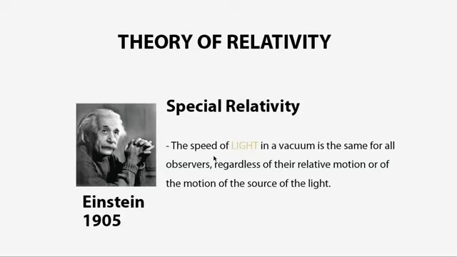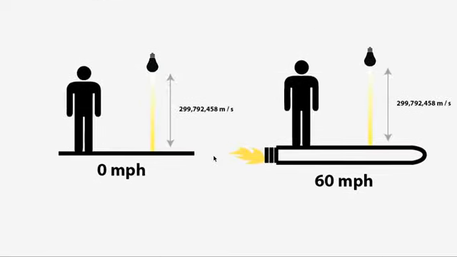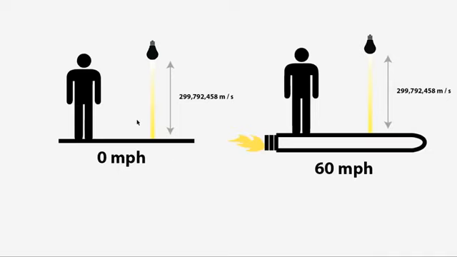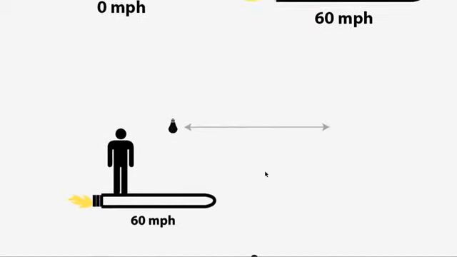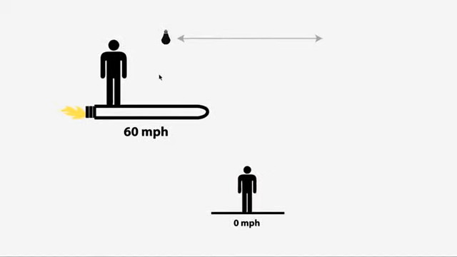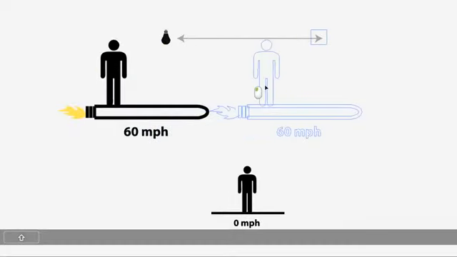So this means that regardless of whether or not you're moving, light's going to travel at the same speed. Here's an example. If we're traveling at 0 miles per hour and we see a light turn on, we're going to see that light travel at approximately 299,792,458 miles per second. Now this is true whether we're moving or not. So if we're traveling 60 miles per hour, we're going to see light travel at the same speed, the speed of light.